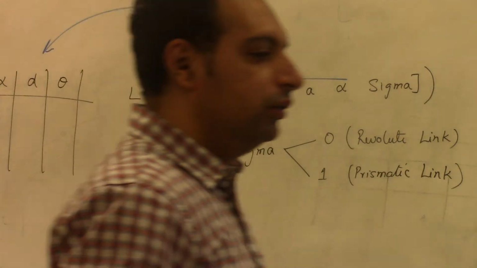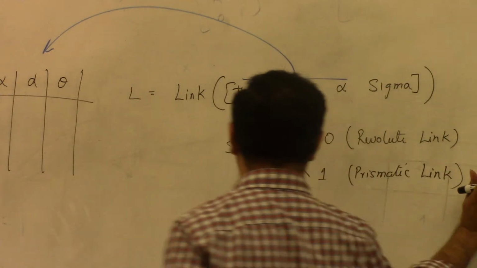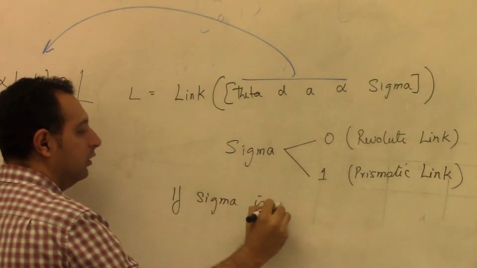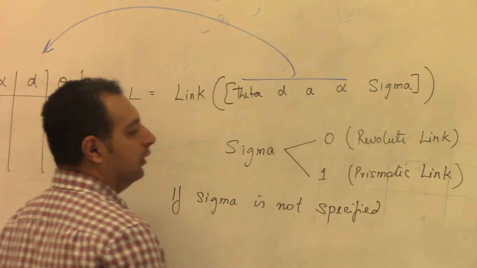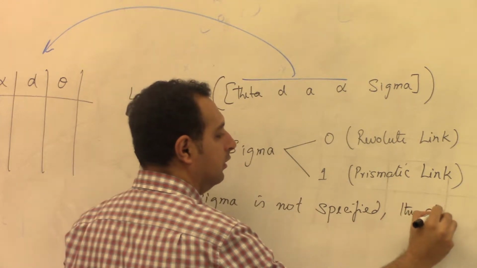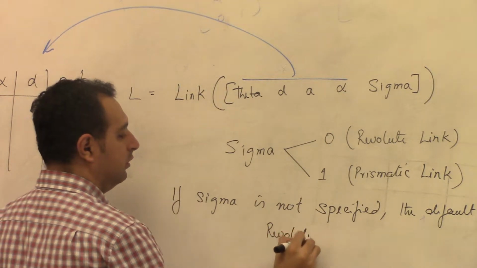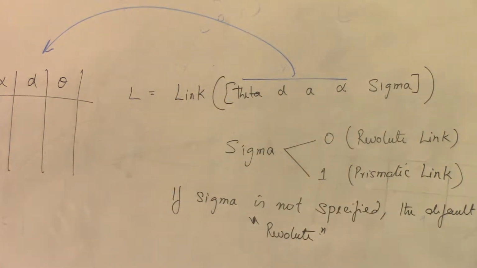All right. So when we do a revolute joint, I can give it as 0. Sigma can be 0. When it's a prismatic, I can do this. If I don't mention this, by default, it will take it as a revolute joint. If sigma is not specified, the default is revolute. Okay. So it will just take it as a default revolute link if I don't specify this.